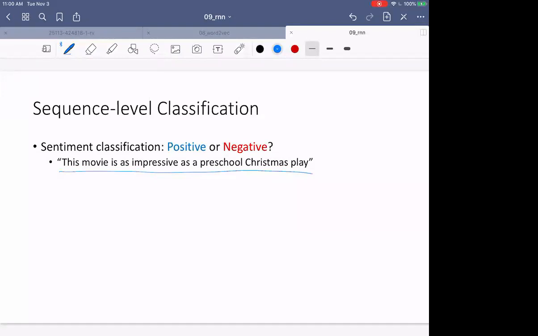But it is very confusing for the machine to classify it into the negative category, because there are a lot of good words in it. There's impressive, there's Christmas, and it's easy to get confused from the true meaning of the sentence. Anyway, that's how hard sentiment classification can be. But purely from a task perspective, this is just a simple binary classification. You get a 10-word sequence, and then you try to classify it into two categories or two classes, either positive or negative.